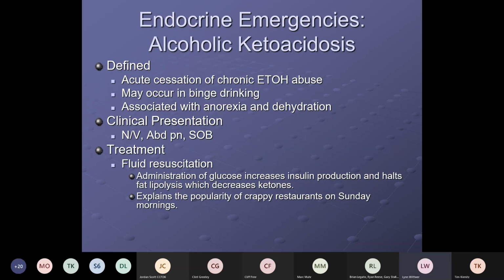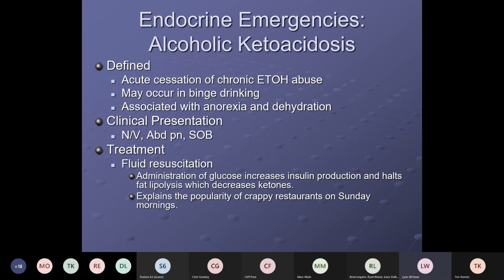Now, there is another thing out there called alcoholic ketoacidosis. Don't see a tremendous amount of it, but if you have an acute cessation of chronic alcohol abuse or binge drinking, at the end of that binge, it's associated usually with anorexia and also with dehydration. The clinical presentation is nausea, vomiting, abdominal pain, shortness of breath, and they're ketotic. They will be hyperventilating and trying to blow off their CO2, but they won't have this high level of glucose. As a matter of fact, their glucose is often perfectly normal. Alcohol can be, in and of itself, a little hypoglycemic.